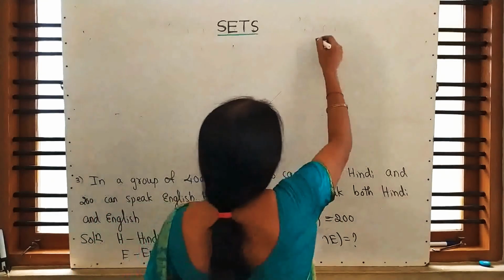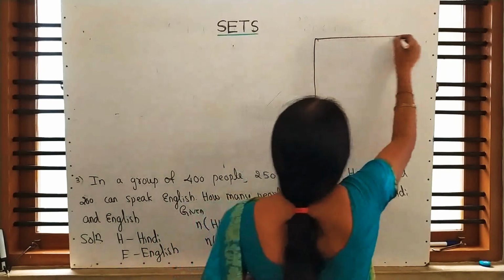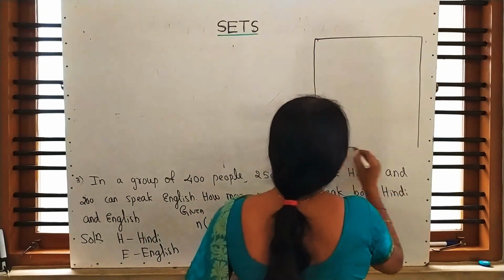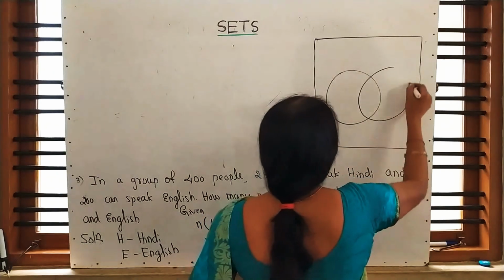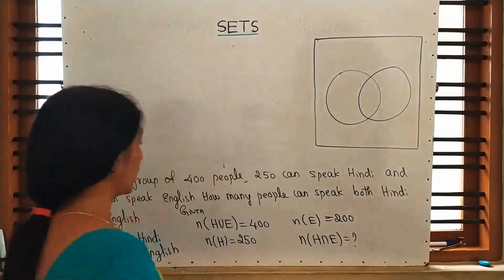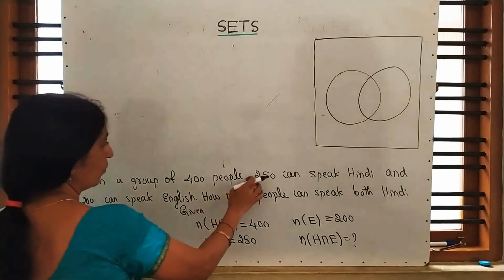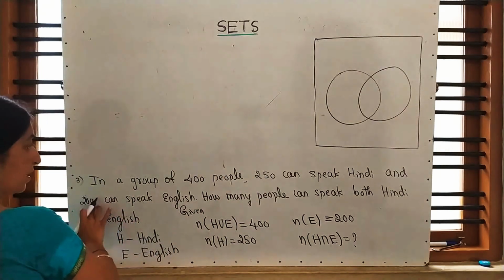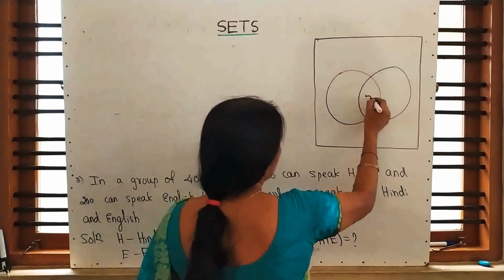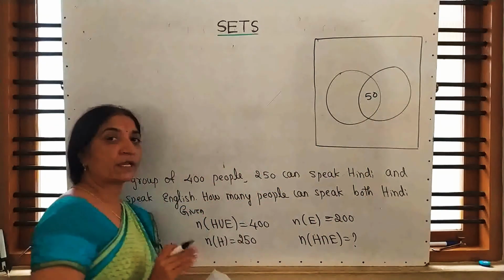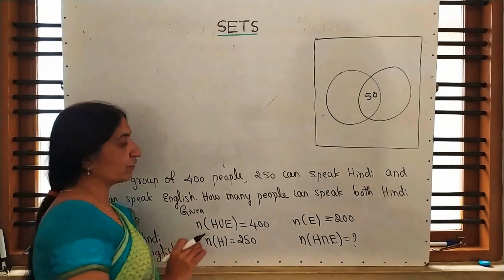Before going to the solution, if I draw the Venn diagram, within a fraction of a second we will solve. This is Hindi, this is English. Total there are 400. Hindi plus English is what? 250 plus 200, it is 450. 450 minus 400 is 50. That is, the number of people who can speak both English and Hindi is 50.